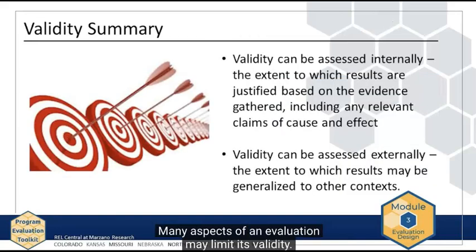Many aspects of an evaluation may limit its validity. This chapter has provided a brief overview of some ways in which validity may be threatened. For now, keep in mind that you can assess the validity of an evaluation in terms of internal validity, or the extent to which results are justified based on the evidence gathered, including any relative claims of cause and effect, and external validity, or the extent to which results may be generalized to other contexts.